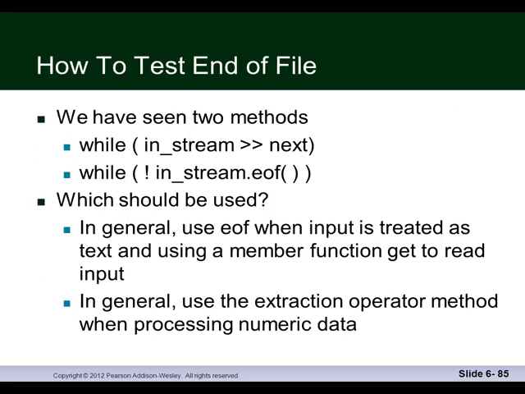So there are two ways of doing it. If I can do it this way, I'm reading the next one and keep narrating it, or I'm going to be using EOF and the file. So which one do we use? Basically, input is treated as text, and we use the member function get to read input. In general, use the extraction operator method when processing numeric data. So we're going to use this for numbers, and we're going to use this for characters or a string. That's the general rule of thumb.